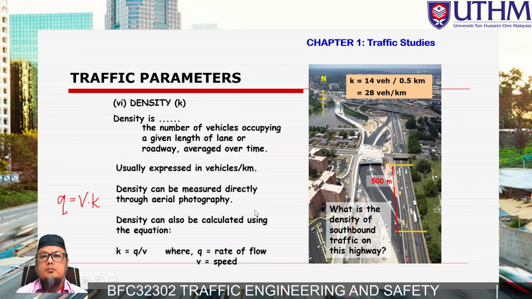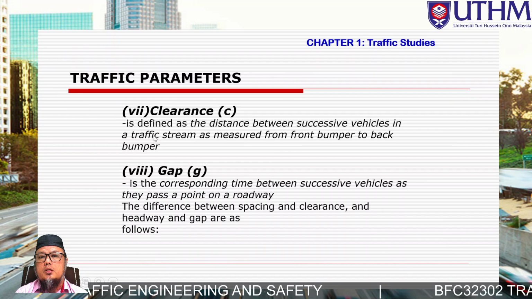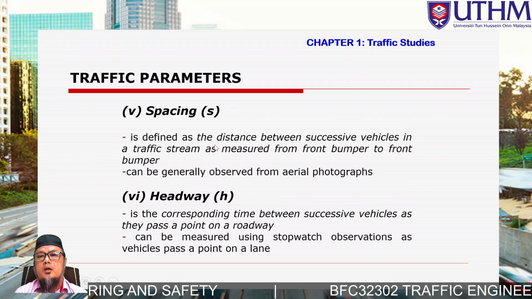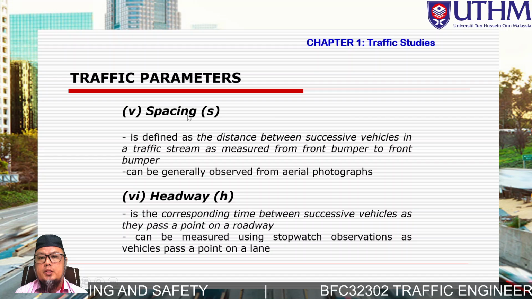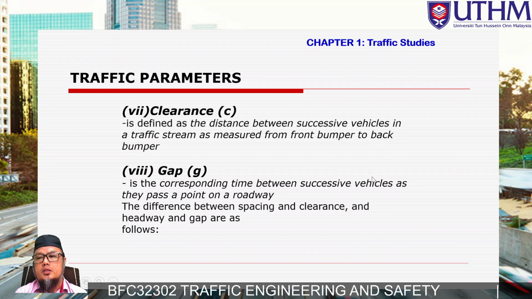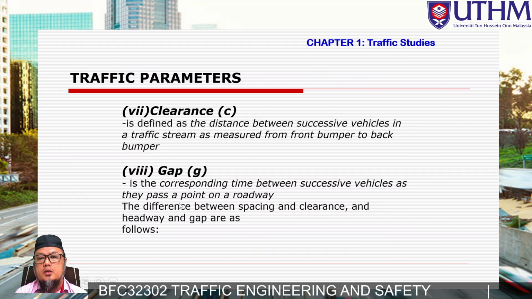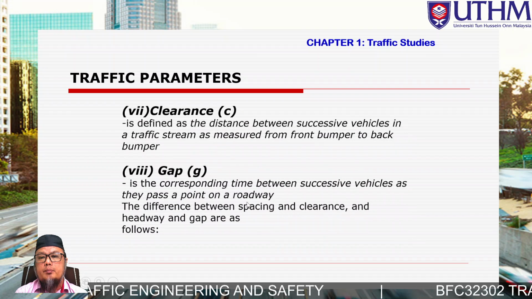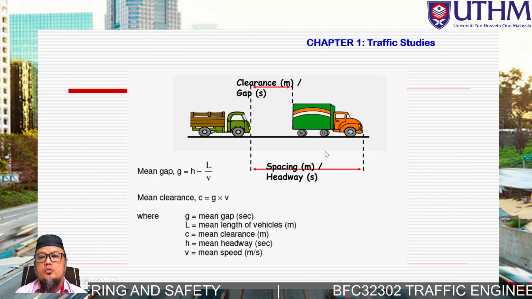Okay, next, clearance. Clearance is defined as the distance between successive vehicles in the traffic stream, measured from front bumper to back bumper. This one differs from the spacing. Spacing we measure from front bumper to front bumper. But for clearance, front bumper to back bumper. So different. Gap, okay, is the corresponding time between successive vehicles as they pass a point on the roadway. So dia lebih kurang macam headway juga tadi. Tapi dia tak sama dari segi kedudukan untuk measure daripada kenderaan depan dan kenderaan belakang. So kita akan lihat ilustrasi.